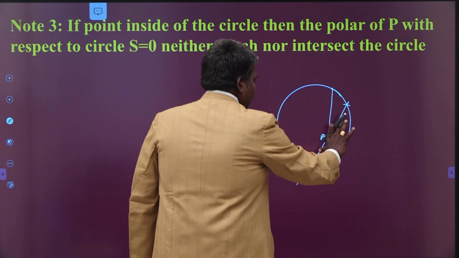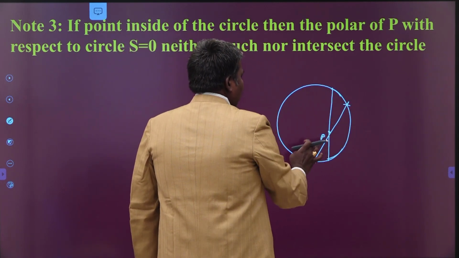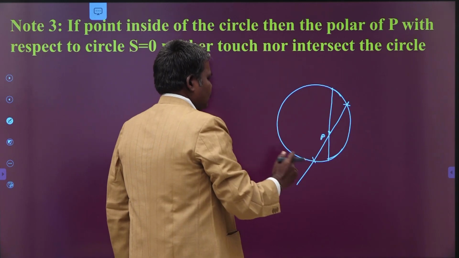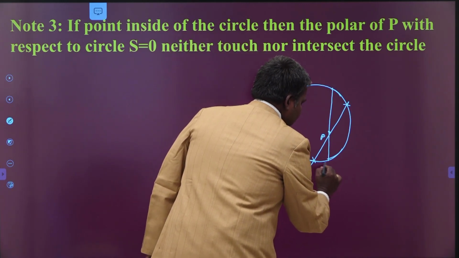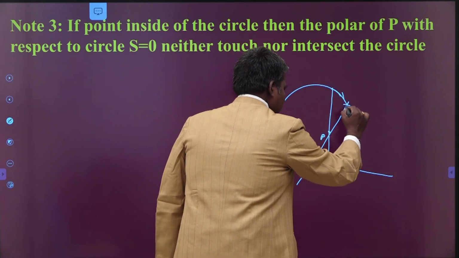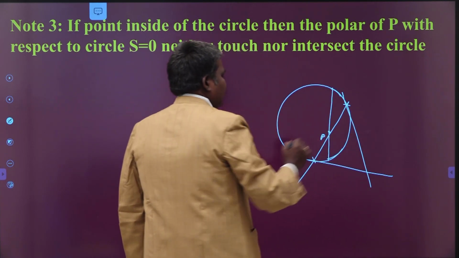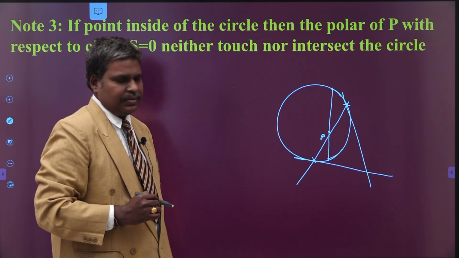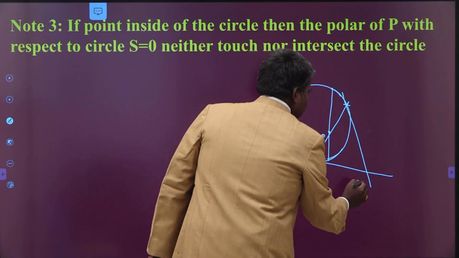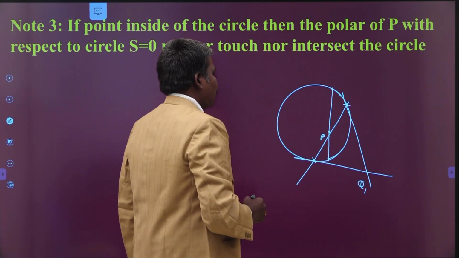So this is the chord formed by the secant line through the point P with the circle. So I am going to draw the tangents here. This is one tangent. This is another tangent. These are the pair of tangents drawn at the extremities. Suppose this intersection is Q1. Next, what you have to do?